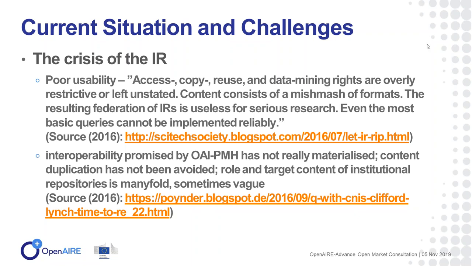For instance, the crisis of the institutional repositories. Some aspects are, of course, also valid for catch-all or disciplinary repositories, but sometimes some aspects are also different. So here are two examples, published already three years ago, that criticize institutional repositories regarding poor usability, for instance, because there is a very heterogeneous landscape with a lack of agreement on common standards, and this often makes it a challenge to aggregate not only the metadata but also the digital objects in a high quality way.